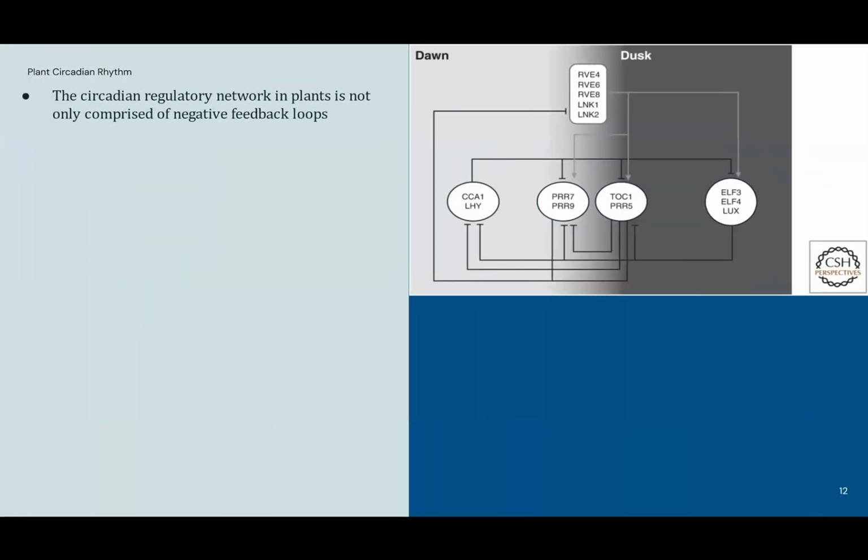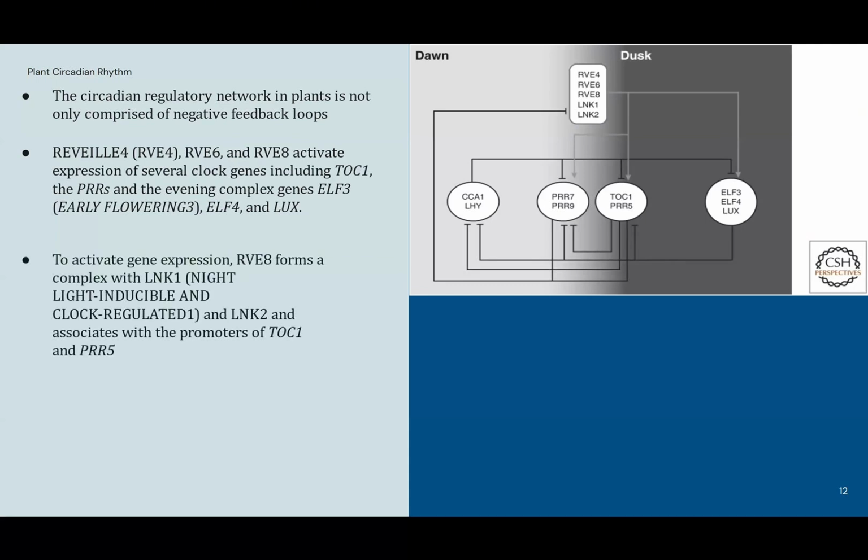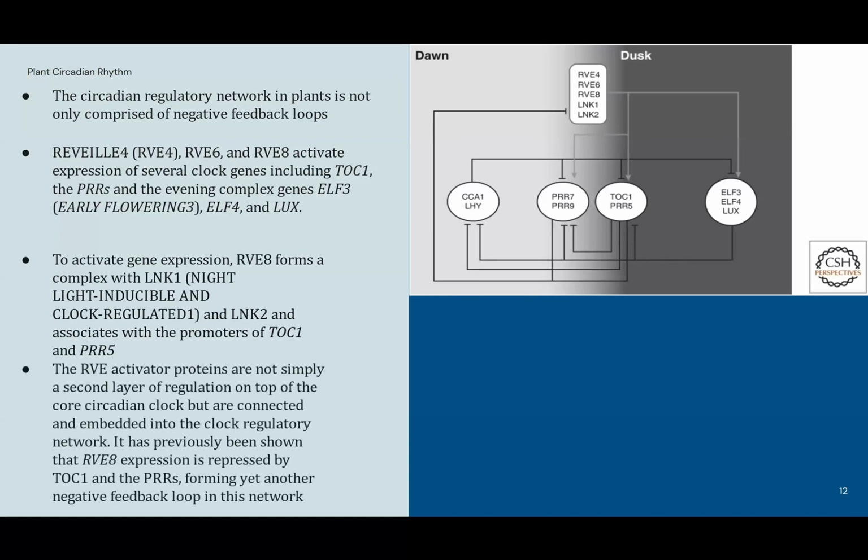The circadian network in plants is not only comprised of negative feedback loops. The RVE genes, or Revel genes, RVE4, RVE6, and RVE8, activate expression of several clock genes, including TOC1, the PRRs that we previously mentioned, and the evening complex ELF3, ELF4, and LUX, ELF standing for early flowering genes. To activate gene expression, RVE8 forms a complex with LNK1, LNK standing for night light inducible and clock regulated genes, and LNK2, and associates with the promoters of TOC1 and PRR5.